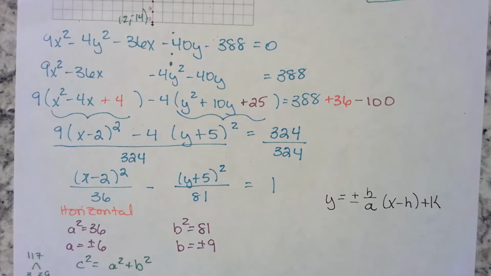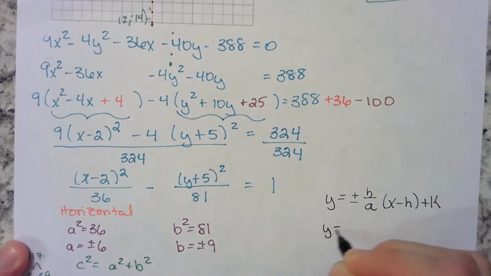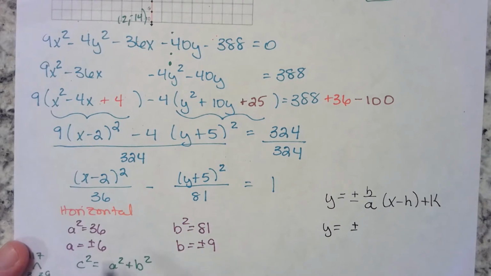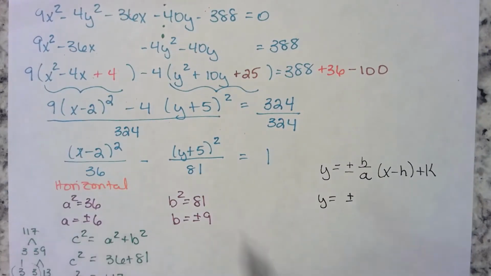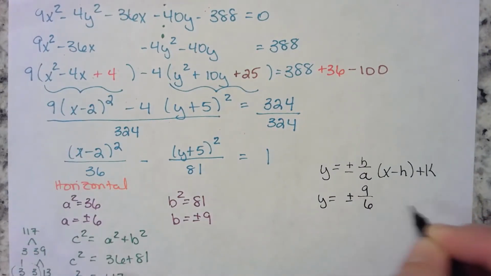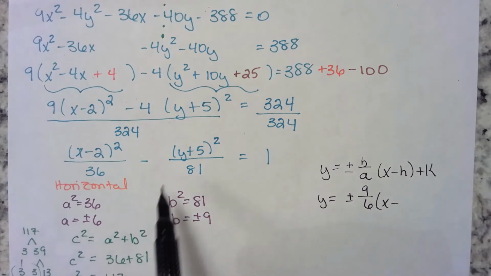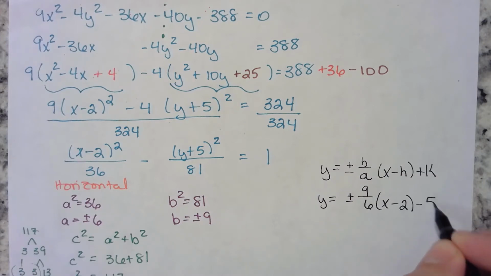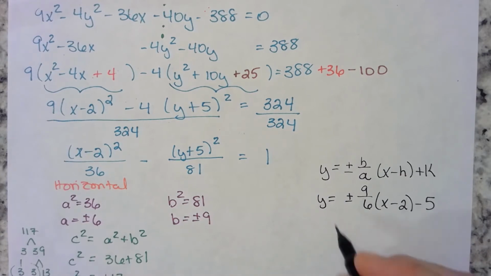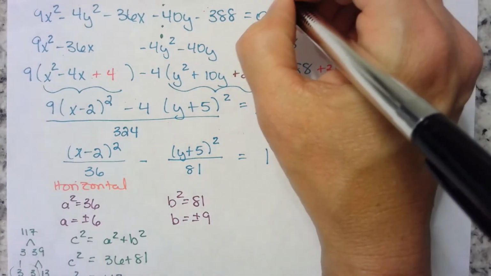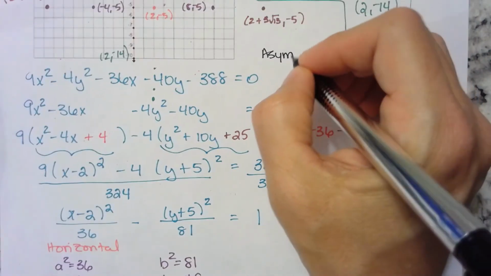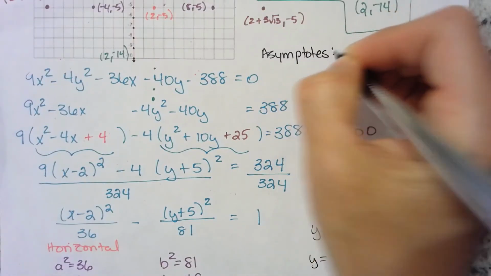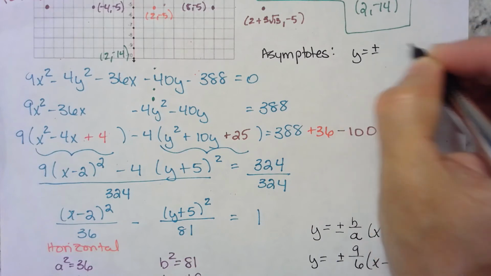Okay, so what is b over a? Well, b was 9, a was 6. h is 2. k is negative 5. So this is the equation of our asymptotes, but we need to reduce that. So y is equal to plus or minus 3 halves times x minus 2, minus 5.